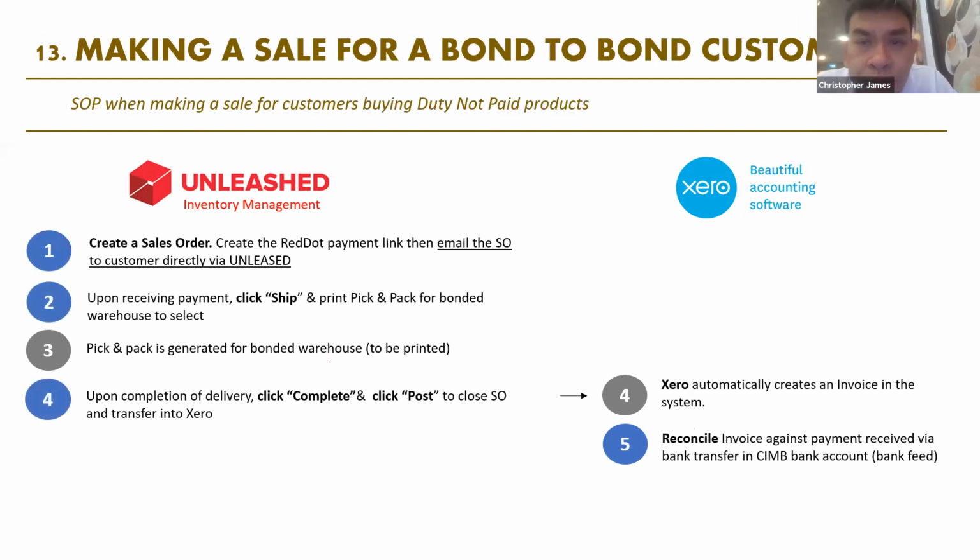So bond to bond. Who does the bond to bond? Adeline, do you do the bond to bond? Is it the customer or is it Karine? Karine, you do the bond to bond, right? I'm the one doing it, Adeline. Okay. So Adeline, you can create the sales order, right?